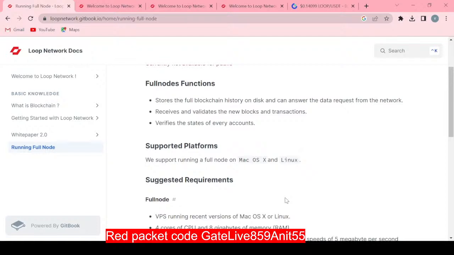For supported platforms, you can run a full node on Mac OS and Linux. Linux, everyone knows about Linux, right? It is a free software tool. You can download the OS for your PC, and if you want to run this full node, you may use Linux, which is free. Mac OS is only for Apple users, and for Linux, no one needs that much money to run the full node. So you can easily use Linux to run a full node.